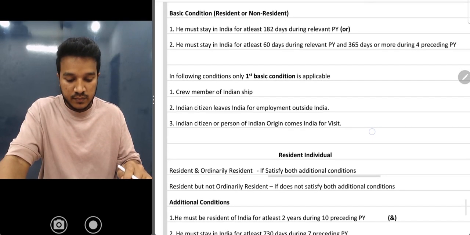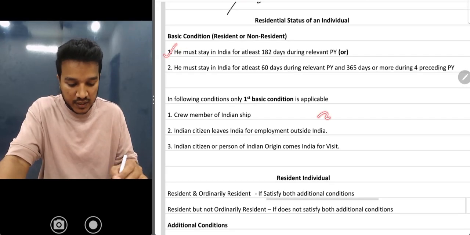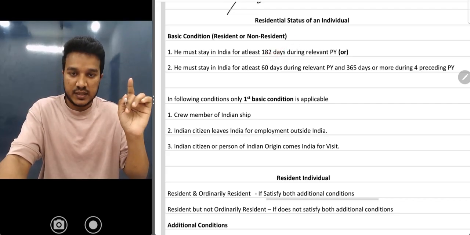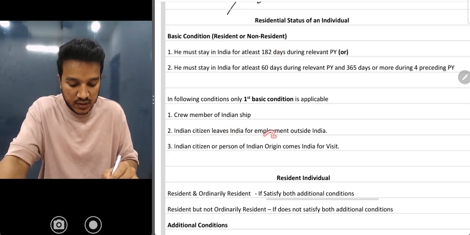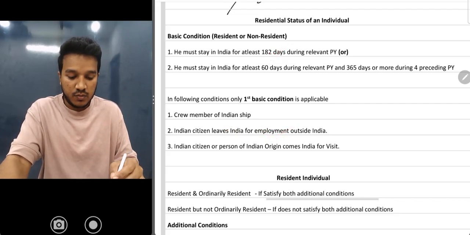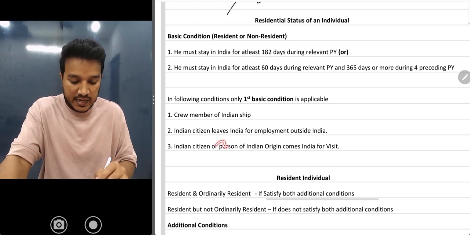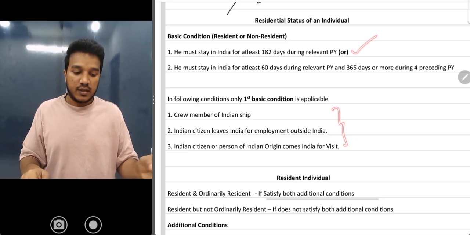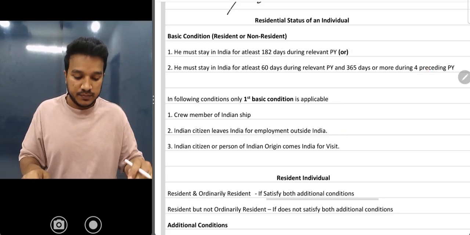Now only the first basic condition is applicable for these 3. First one is a crew member of an Indian ship. Only the first basic condition. Indian citizen leaves India for employment. For him also you will see only the first basic condition. Indian citizen or person of Indian origin comes to India for a visit. For these 3 only the first basic condition is applicable. The second basic condition is not applicable.